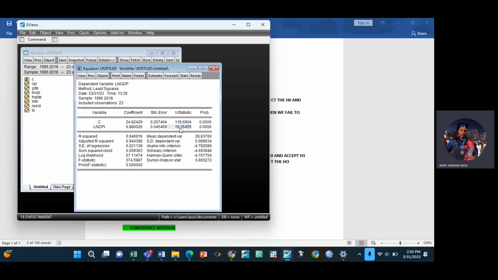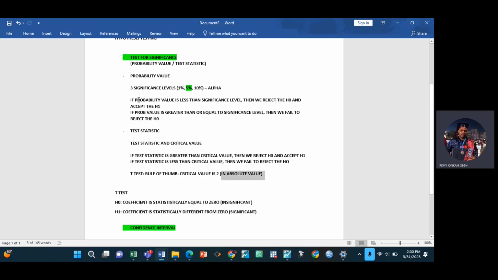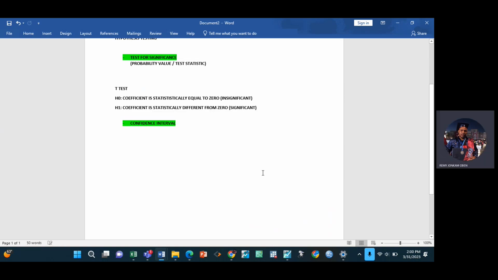Guys, if this coefficient was statistically insignificant, then we will not interpret it. Assuming this probability value was bigger than 5%, and we do the t-test and discover that it is insignificant, we will not interpret this 0.88. What we will write is that lean CPI has no statistically significant impact on lean GDP. As simple as that. You cannot interpret. But because we found it significant, we have to interpret.